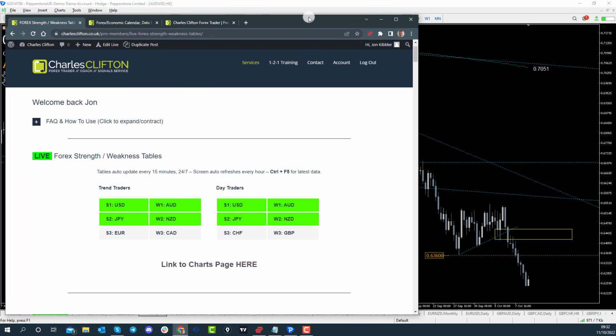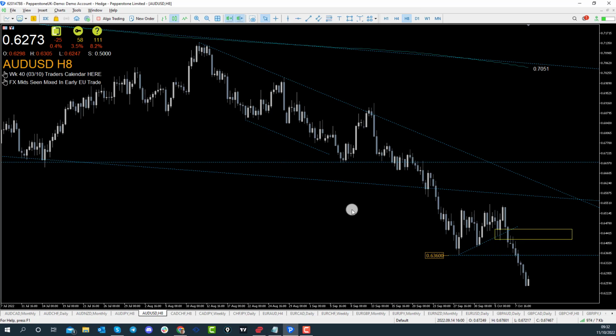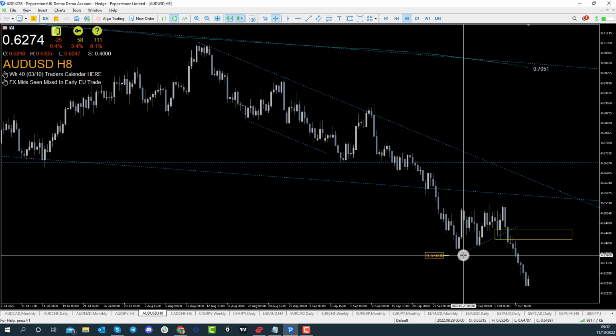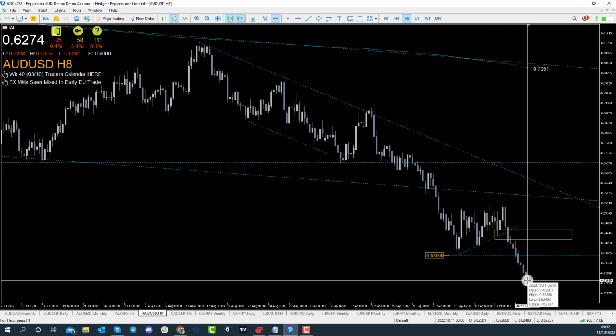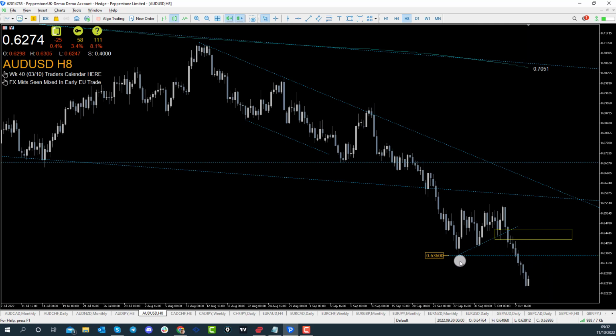So if I just minimize this, actually, let's have a little look at Aussie US dollar first. We can see that the market broke through the 0.6360 handle, and we've traded below that. Now, yesterday we highlighted the market making this new low, and that we could be expecting the price to form a lower high at some point.